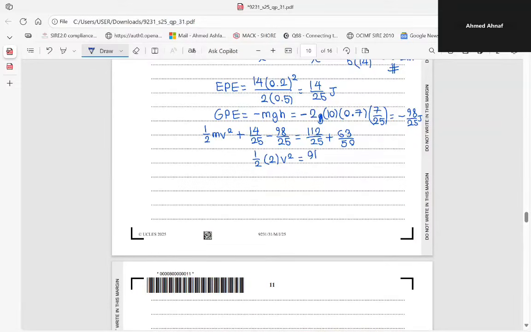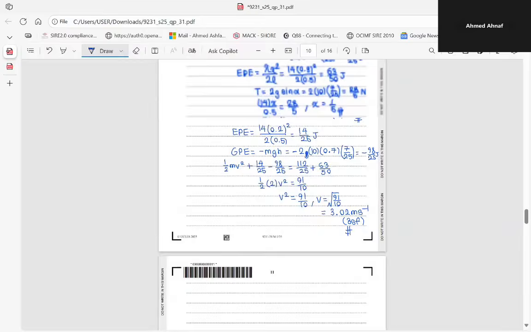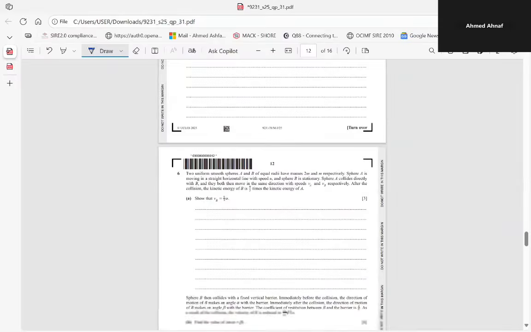Okay, you'll get 19 over 10. And then v squared would be 19 over 10, taking the square root of both sides. You will get 3.02 meters per second to 3 SF. So this is our final answer for this part. Let's head on to the next question.